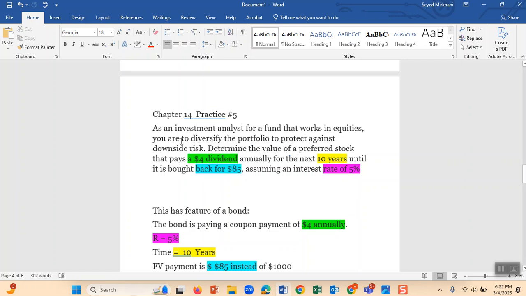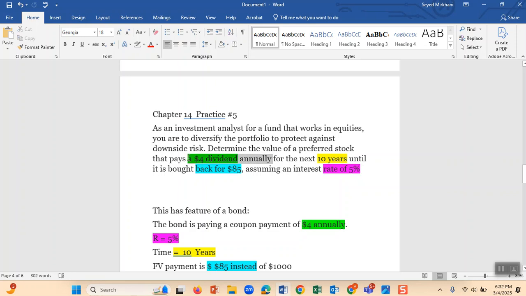In this case, this preferred stock has a feature of a bond. Do you see that? For 10 years, it is giving you a $4 dividend, which is more like an annuity. And because they give you a one-time payment of $85 at the end, that is again more like the money they give you. Do you remember the bond was giving you $1,000 at the end? And also in bonds, we did have an interest rate of 5%, 6%. That was different from the dividend that they paid.